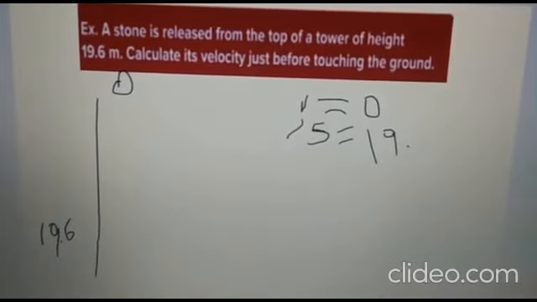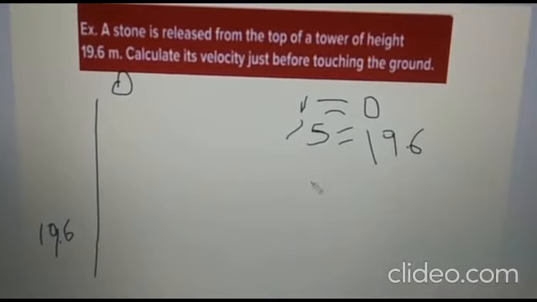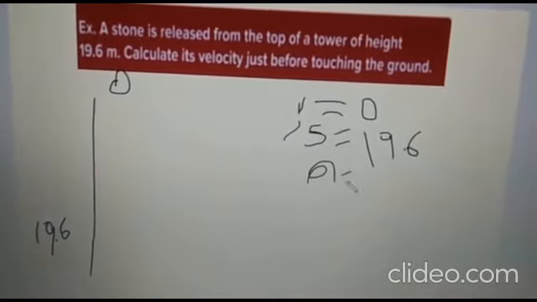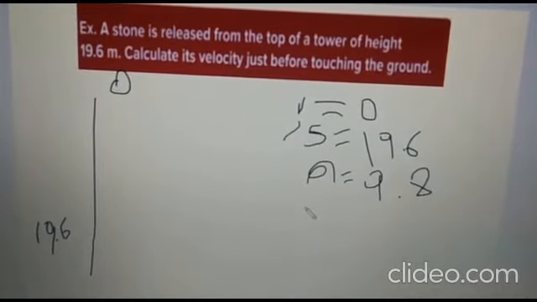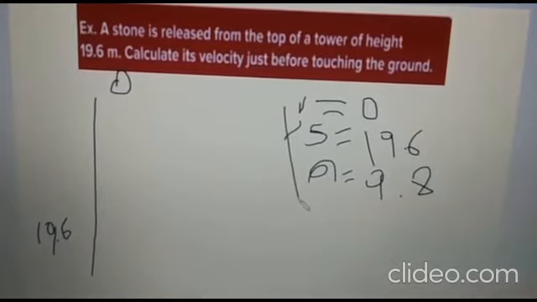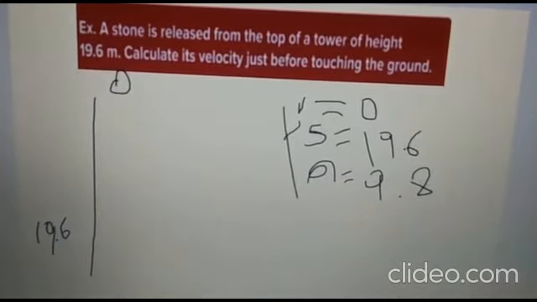Now we can take acceleration as 10 or 9.8. I am taking 9.8. If you take 10 also, your answer would be correct, but the calculation will be a little bit difficult. Now, for the height, calculate its velocity just before touching the ground, which means we have to find the final velocity. So first we have to find v.